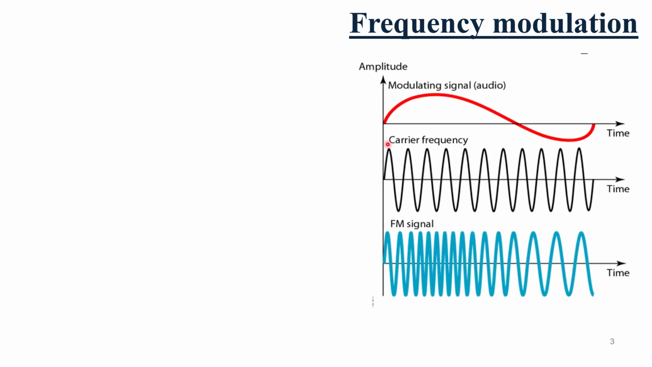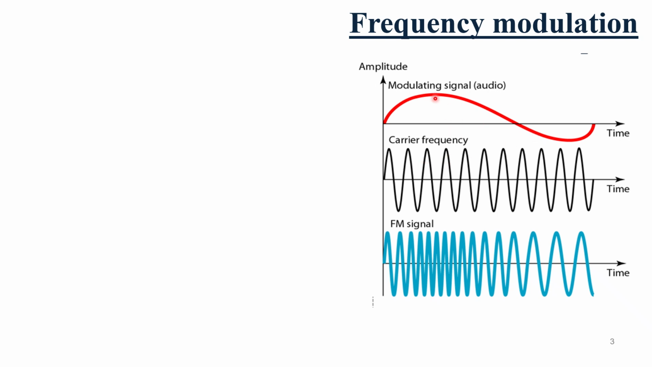So first, what is frequency modulation? If you remember, in amplitude modulation we varied the amplitude of the carrier wave. Now suppose this is the message signal and this is your carrier wave. What is the difference between a message signal and a carrier wave? The message signal has a very low frequency, and the carrier wave has a very high frequency. You can observe it.